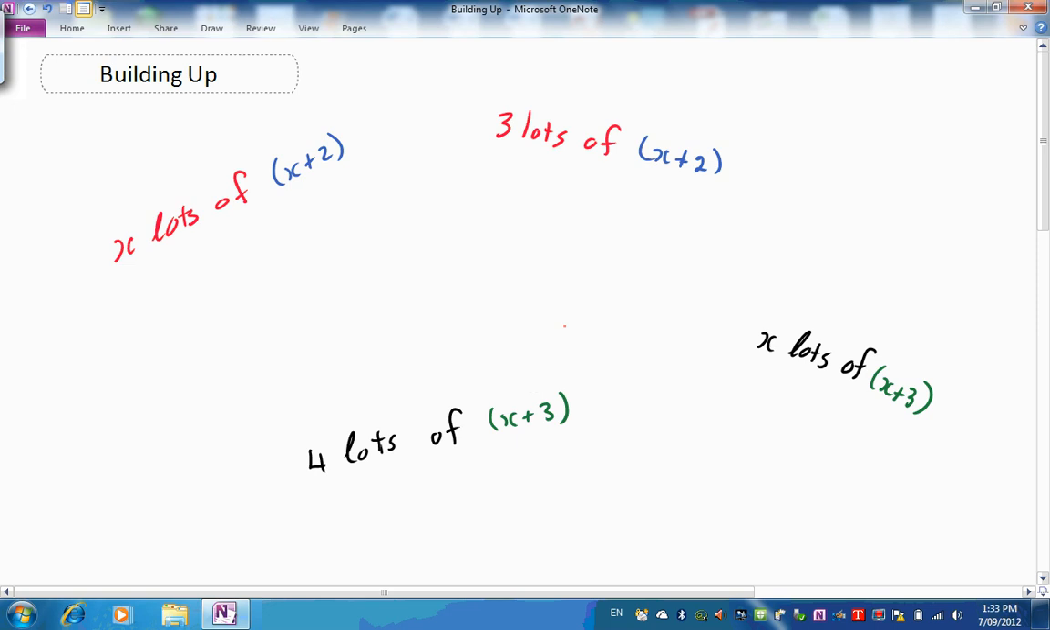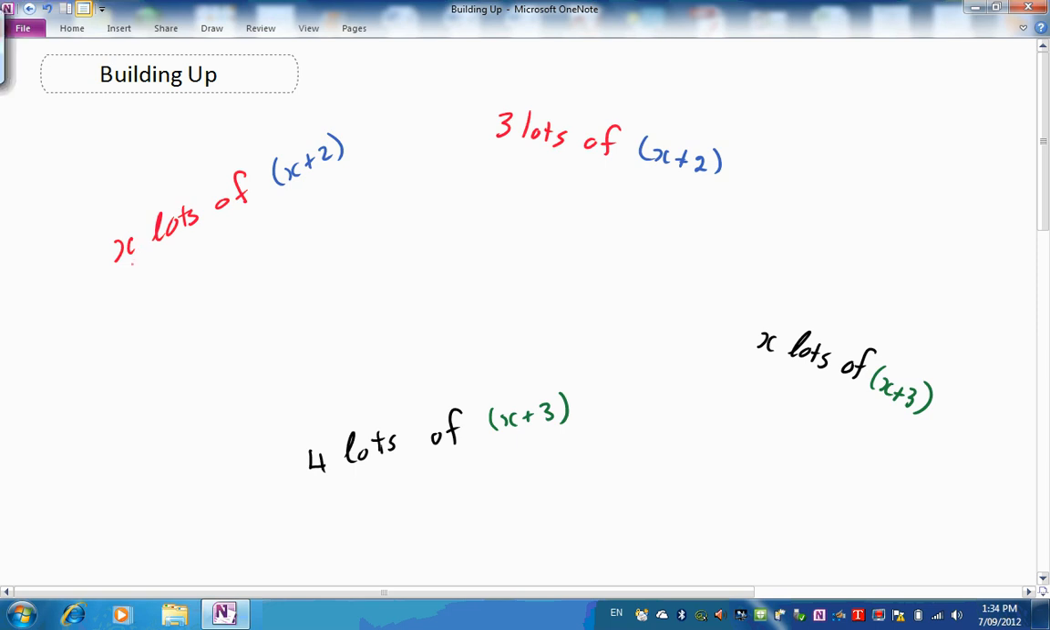Welcome back. What's been going on here? What's all this scribbling that I've been doing? We're building up into being able to multiply out bigger and bigger expressions involving x. Now this is called part 2, building up. And let's have a look at all this red stuff up here.